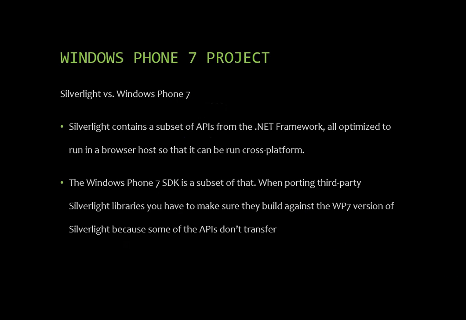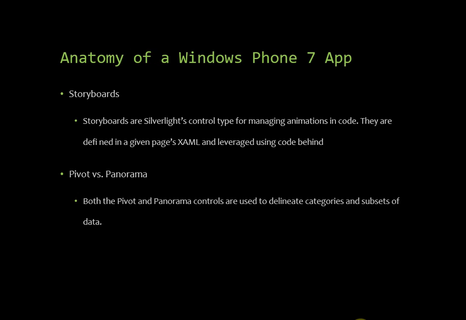The next topic is the Windows Phone 7 project. A Windows Phone 7 project is similar to Silverlight, which is technically a subset of Windows Presentation Foundation. In this section, we are going to see the details about the Windows Phone 7 project structure and some of the resources which you can add to the controls in the SDK. All this we are going to see in this particular topic.